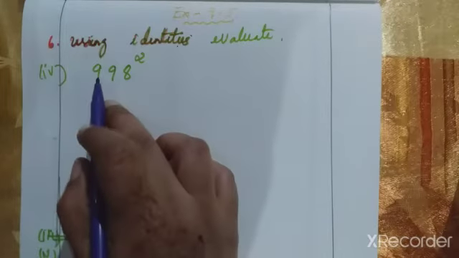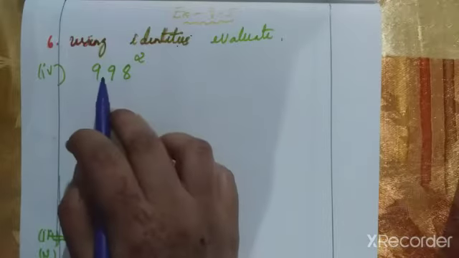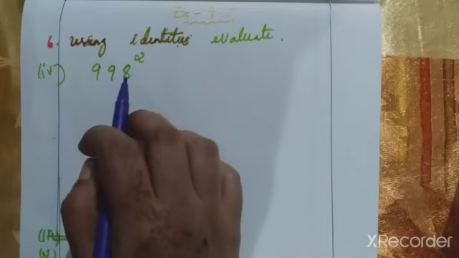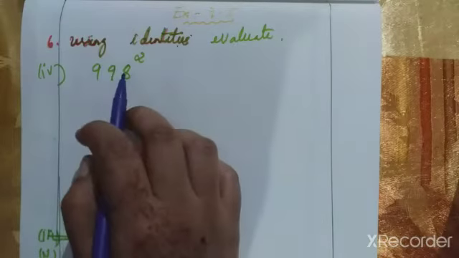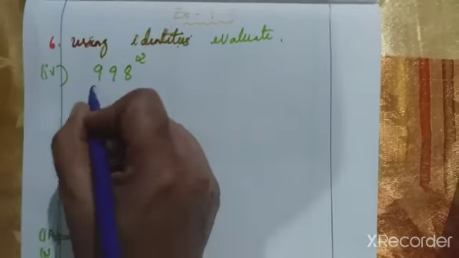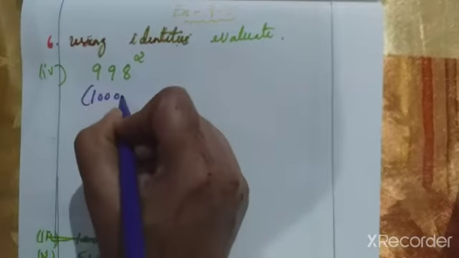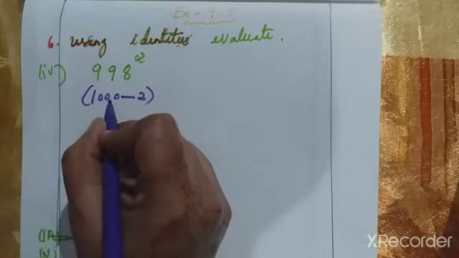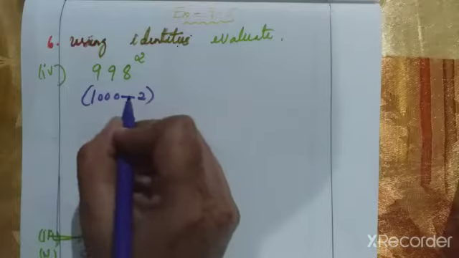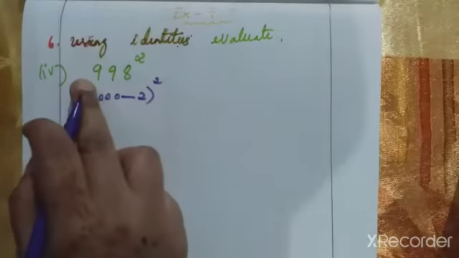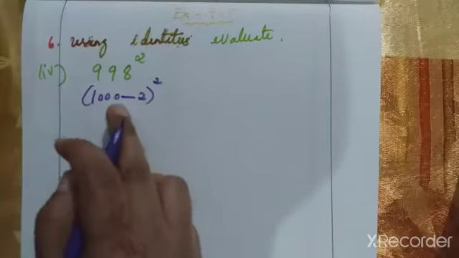So here we can convert this into 1000 minus 2, or 990 plus 8. Any one method we can try. 990 plus 8 means a plus b whole square. If we are using 1000 minus 2, if the numbers are in a zero form, it is easy for calculation. So 1000 minus 2 means here we are using the a minus b whole square formula. So instead of writing 998, we can write 1000 minus 2.